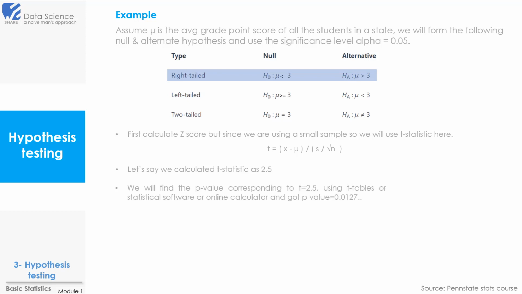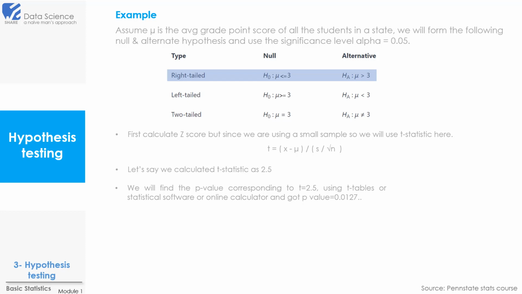So in the next step, we will find the P value corresponding to T is equal to 2.5. We can use T tables to find P value, just like we did in the previous section in the case of Z score. But that was only for demonstration purpose. In real life, all these things are done by a statistical software or online calculators. So you don't do it manually.